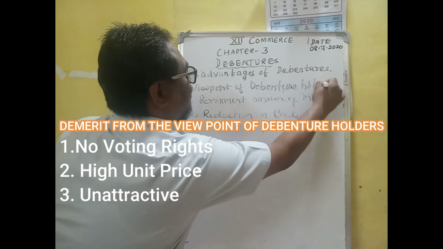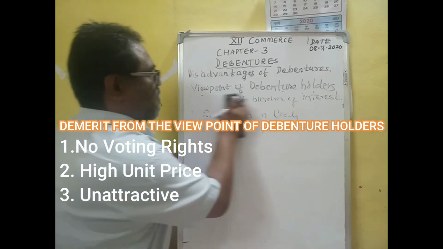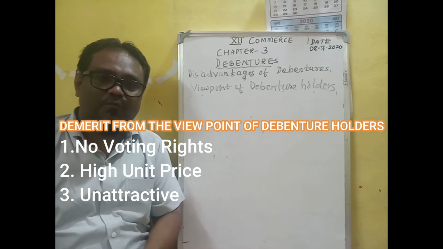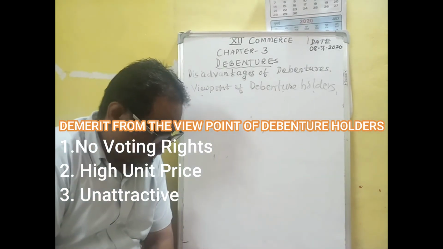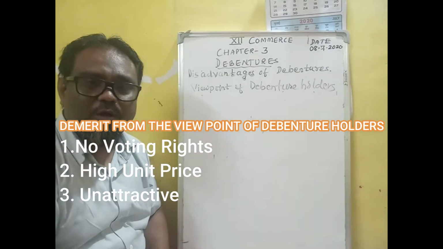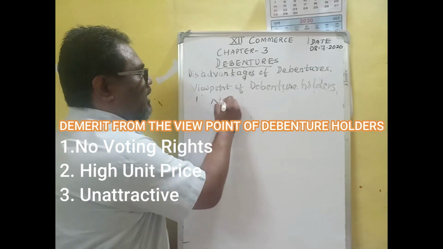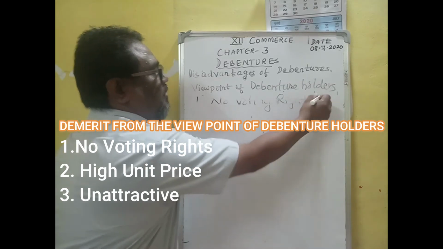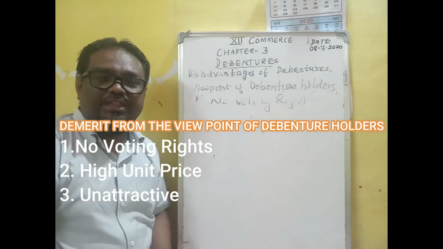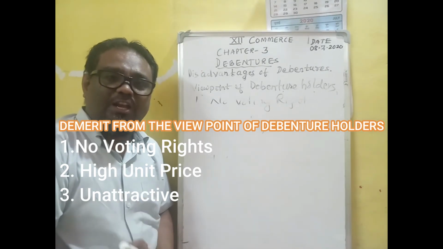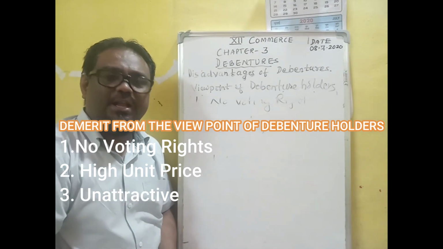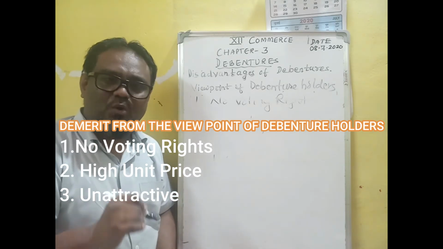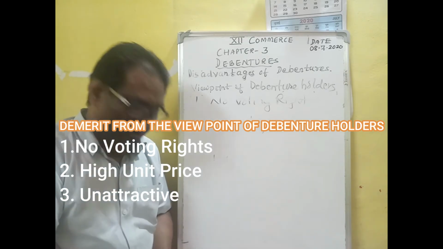What are the drawbacks of debentures from the viewpoint of debenture holders? First is, as I said before also, there is no voting right. The debenture holders do not have any voting right. They do not have any say in the management. They do not have any voice or control in the management. So this is the biggest drawback for the debenture holders.